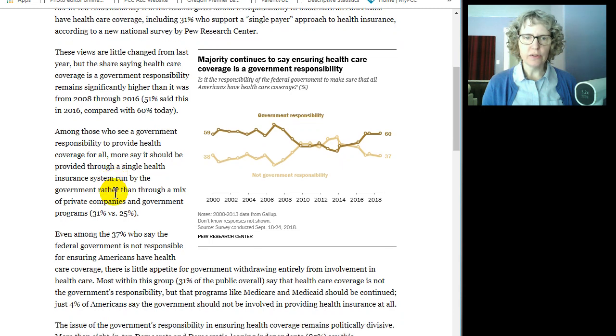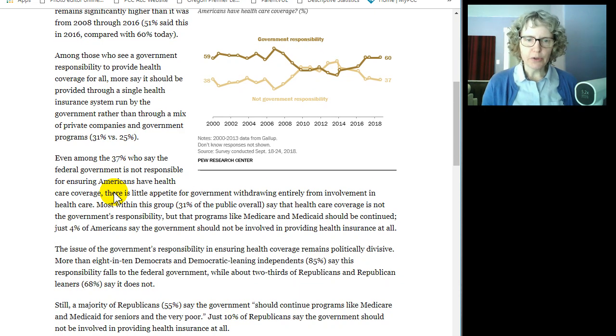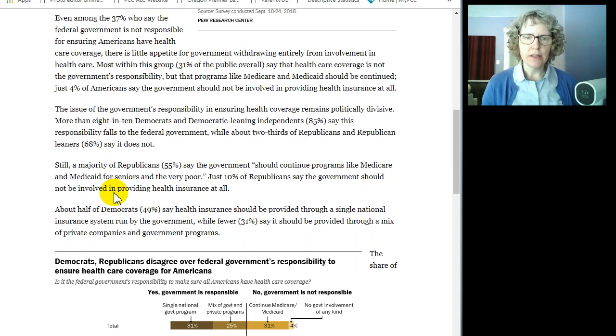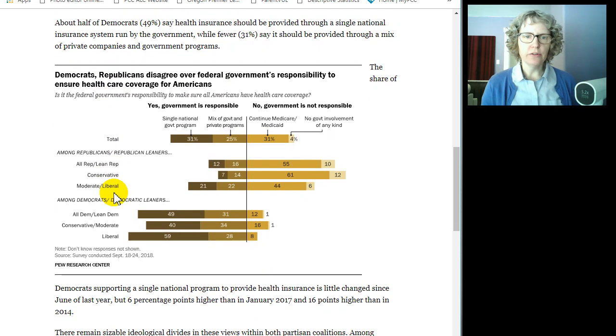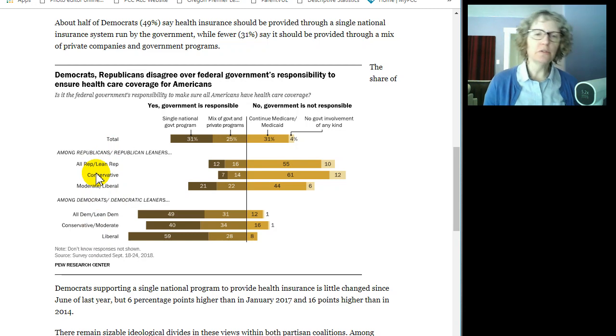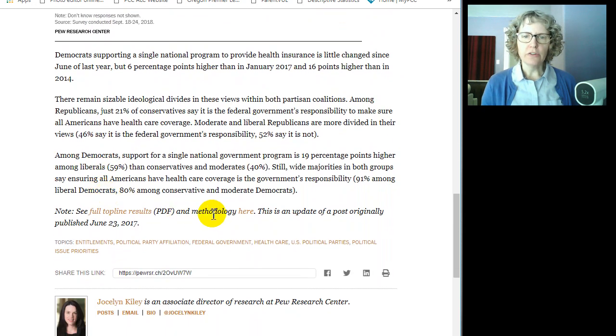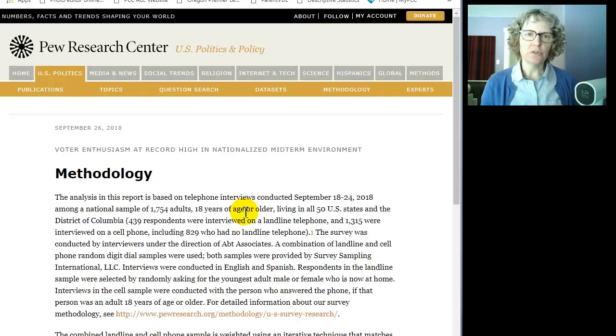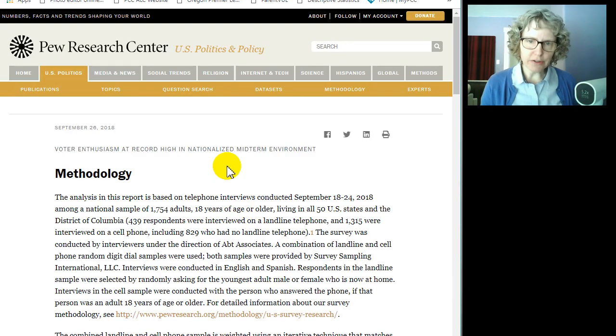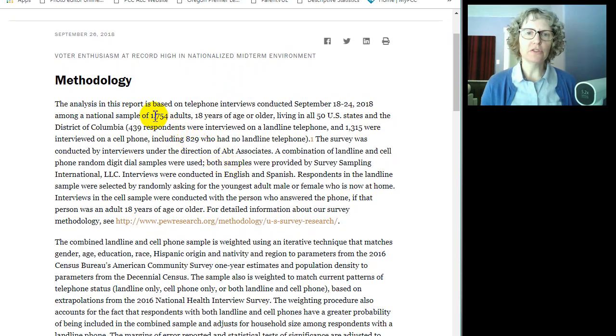So you can see they broke it down versus Democrats and Republicans. Here's another graph with all the different groups. They said leaning conservative, moderate, liberal. Okay, here's what I want to get to: the methodology. At the bottom of any poll, they should talk about their methodology so that you can understand how they got their numbers. Okay, so here we can get some more information.